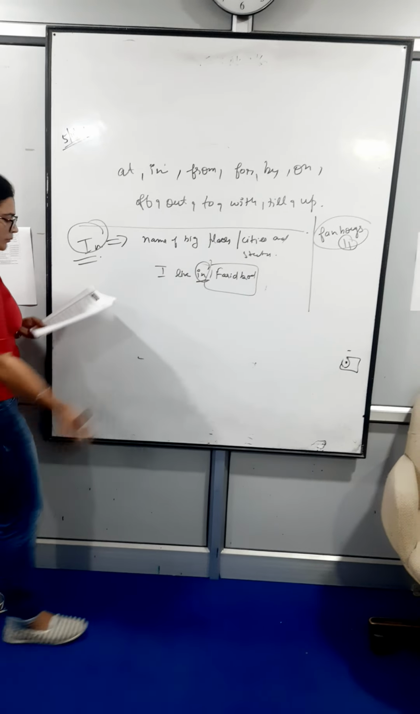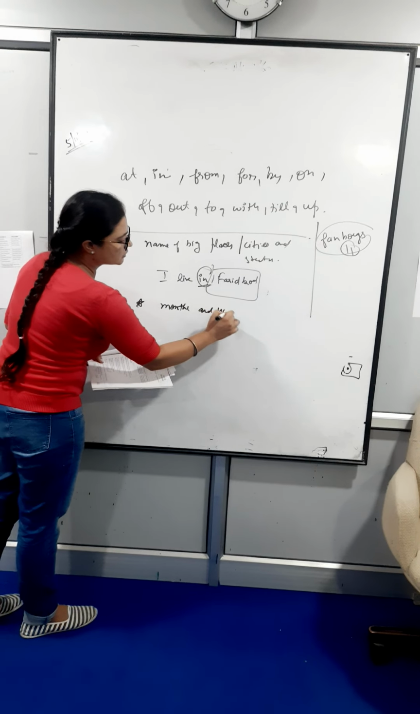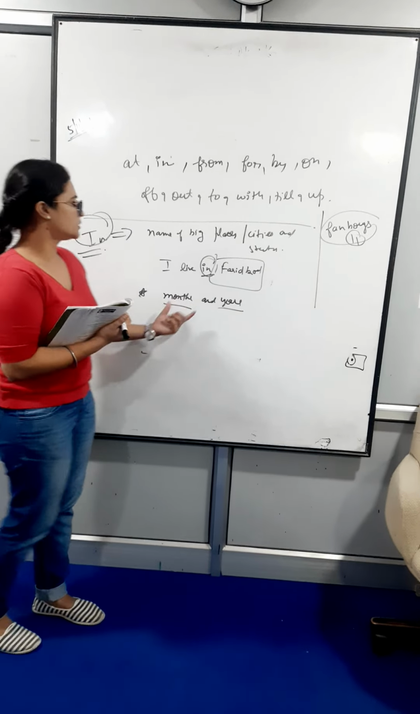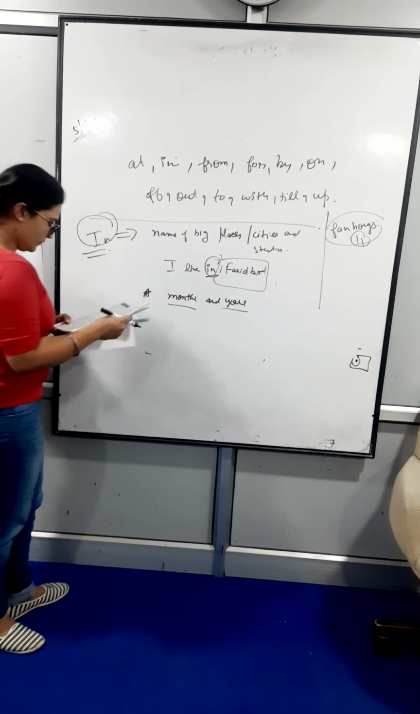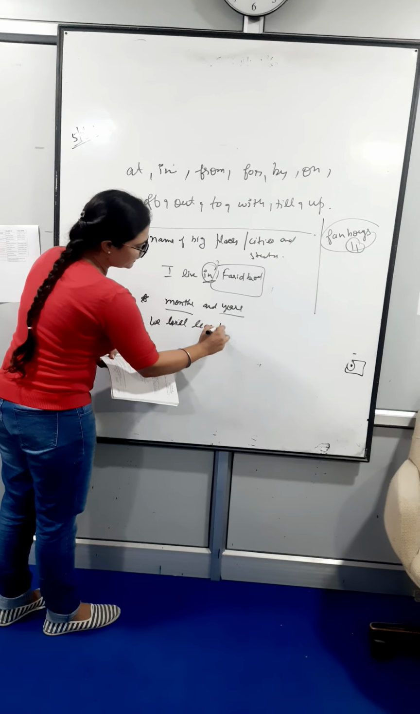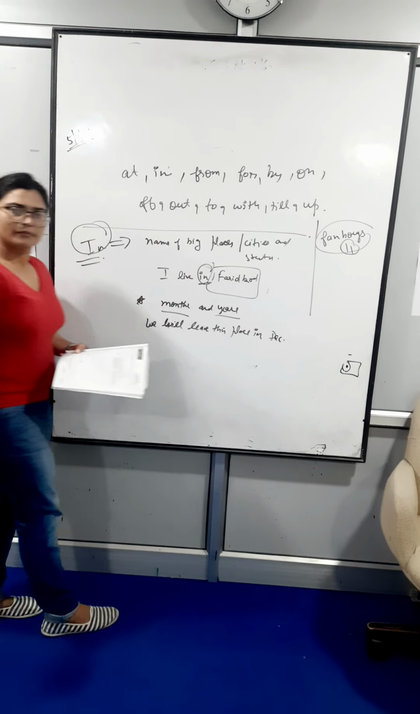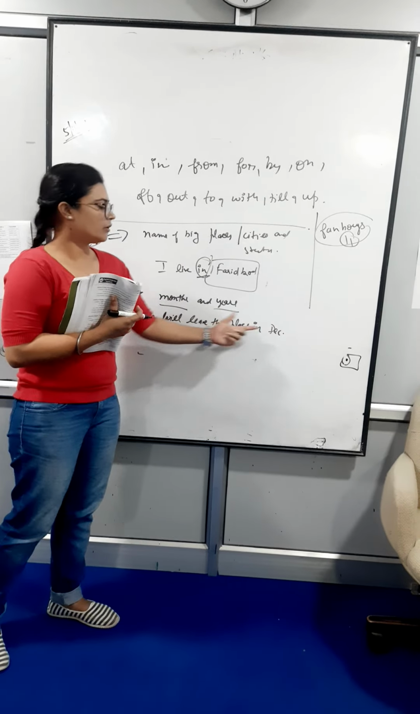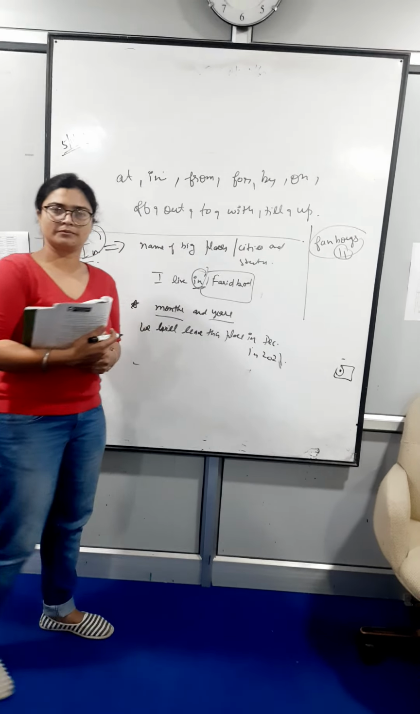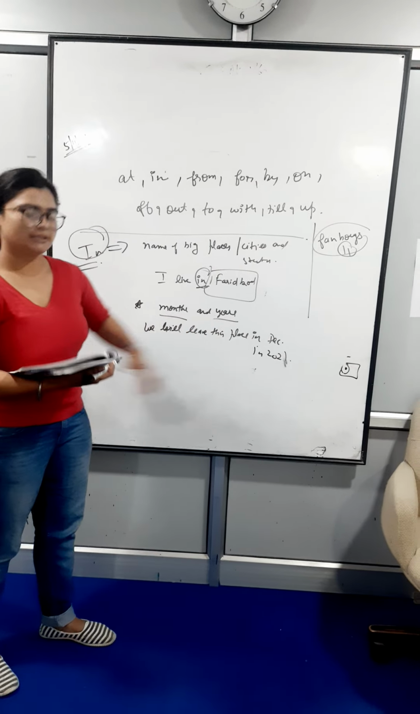Next we can use in with months and years. Whenever you are writing or speaking about any month or year, you must use in. For example, we will leave this place in December, or in 2021. This is how we will definitely use in before months and years.